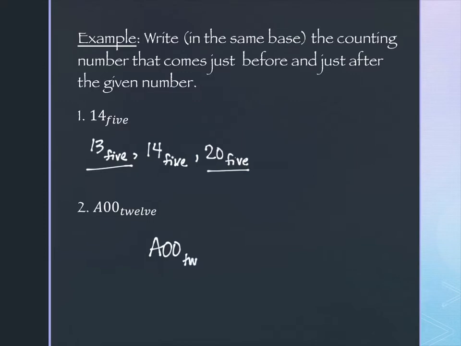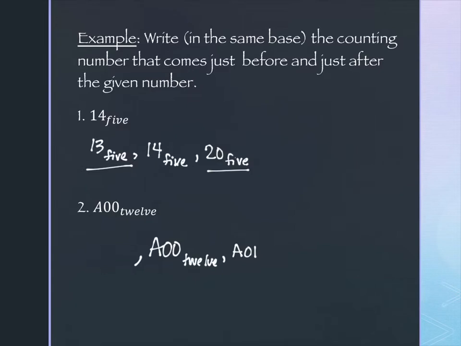A00 base 12. Can you tell me which of the two is the easy one to find this time? The one after. What's the one after? A01. It's A01. Okay, so one of them is usually like you almost get it for free, right?